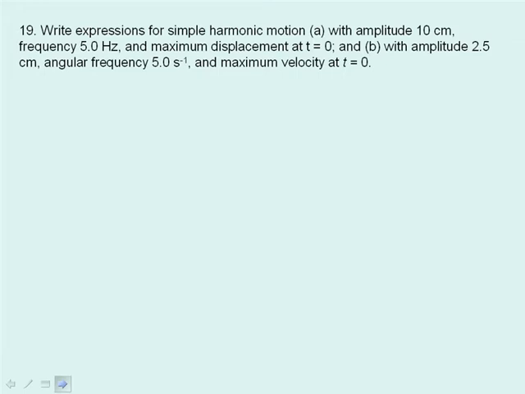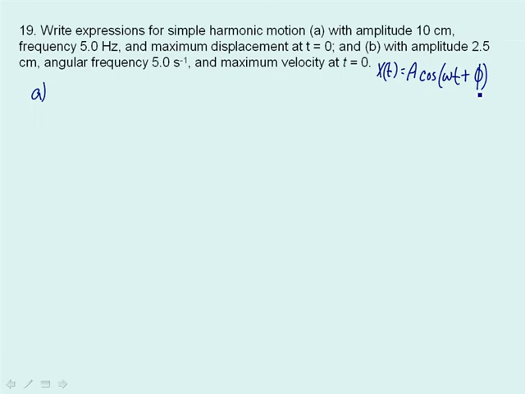It says write expressions for simple harmonic motion with amplitude 10 centimeters, frequency 5 hertz, and maximum displacement at t equals 0. And then in part B with amplitude 2.5 centimeters, angular frequency 5 radians per second, and maximum velocity at t equals 0. Alright, for part A, we want to write expressions x of t, that is the position as a function of time, equal to the amplitude times the cosine of the angular frequency times time plus the phase shift phi. So we want to create expressions. We want to know what A, omega, and phi are.